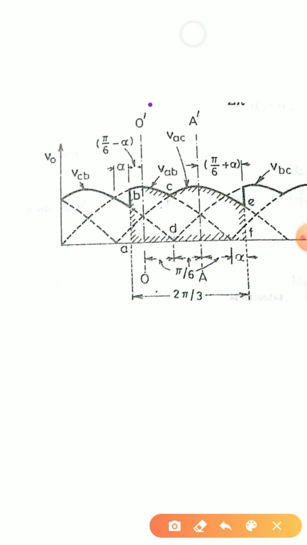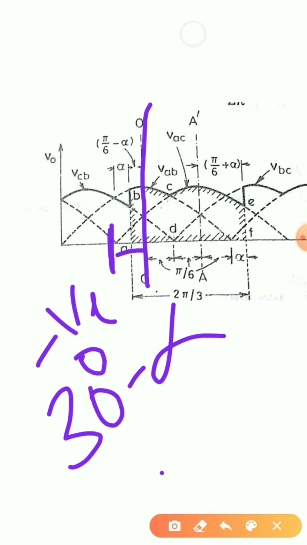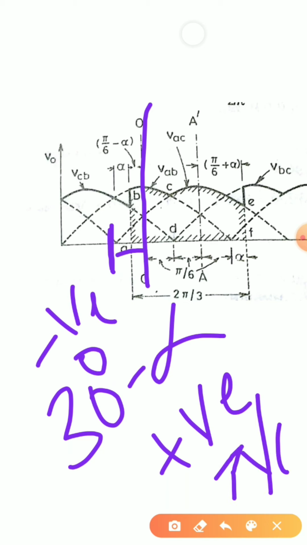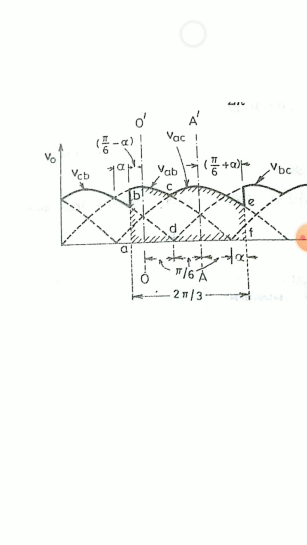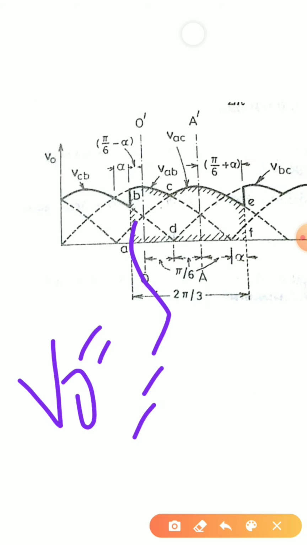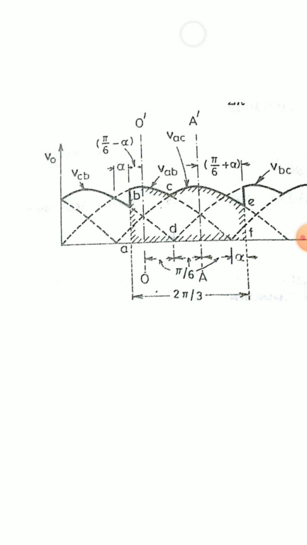Because this was 30 degree, from here to here is 30 degree, so I have to do 30 degree minus alpha in the negative direction, and in the positive direction I have to go 30 degree, or pi by 6 I have to go. So the limit that I will be using is minus pi by 6 minus alpha, and for plus I will be using the limit to be pi by 6 plus alpha. So therefore when I was integrating, the first limit that I had taken was pi by 6 minus alpha to pi by 6. This was the first limit that I have taken.